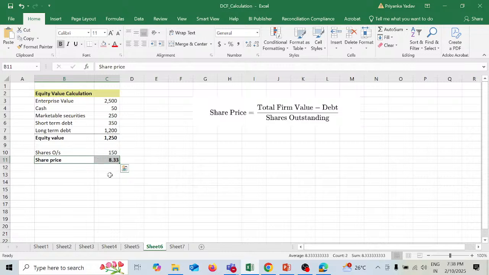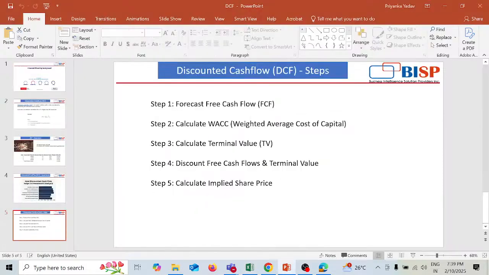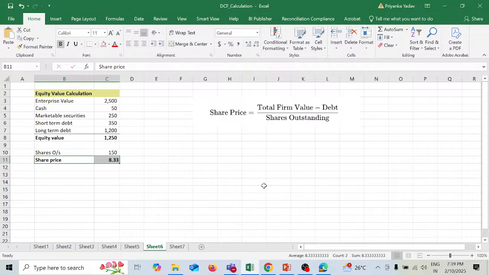So the implied share price from discounted cash flow calculation represents the intrinsic value, or you can say true value of company's stock, which is based on its expected future cash flows. It tells us whether a stock is undervalued, fairly valued or overvalued compared to its current market price. Now this is the final step. After this you will compare this share price with your current market price.